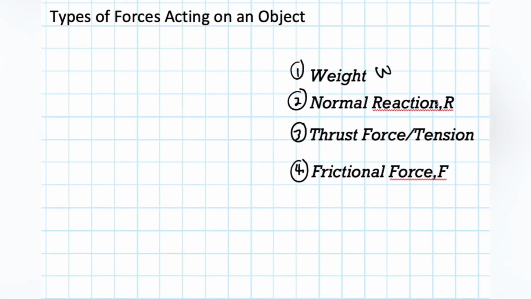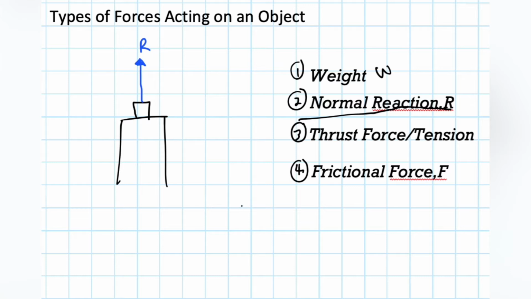The next force that we will talk about is the normal reaction force. Now, what is a normal reaction force? A normal reaction force is a force acting on an object as long as it is touching a surface. For example, if we have a table right here and we have a block, as long as this block is touching the surface of this table, a force that is directly perpendicular to the surface will be produced, which is what we call the normal reaction force.